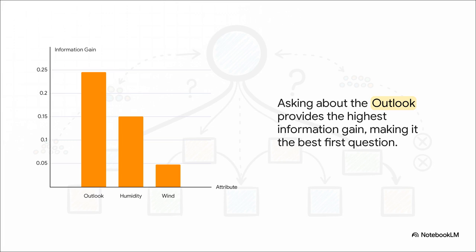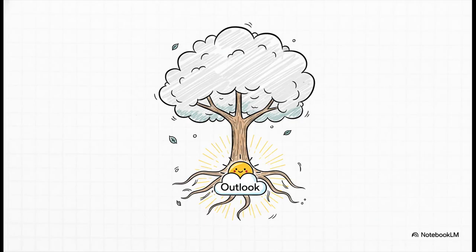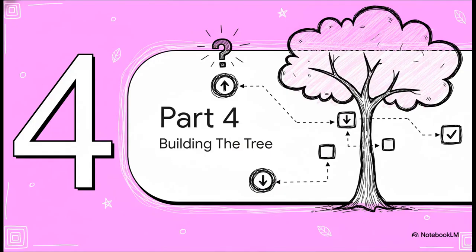The data is practically screaming at us that outlook is our most powerful first question. And just like that, there we have it. Outlook is our starting point. It has the highest information gain, so it becomes the root, the very top of our decision tree. We found our first and most important question. Now let's actually see how this builds out the rest of the tree.